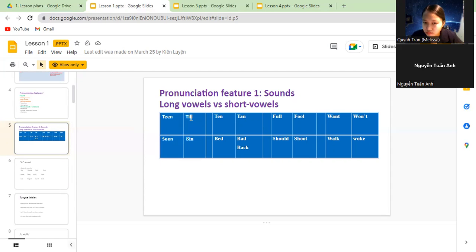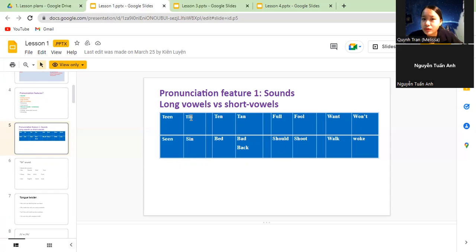Okay, so say the long vowel and the short vowel again for me. Can you turn on the camera because I cannot see your mouth? I use a phone and my phone is broken. Okay, so repeat again the long vowel sound for me. Ee. And then the short vowel. Yeah, you relax a little bit.